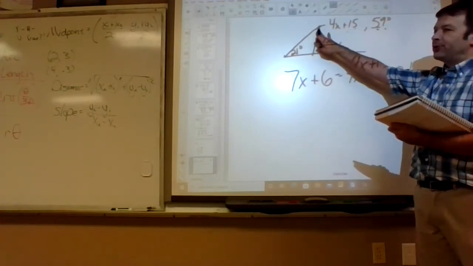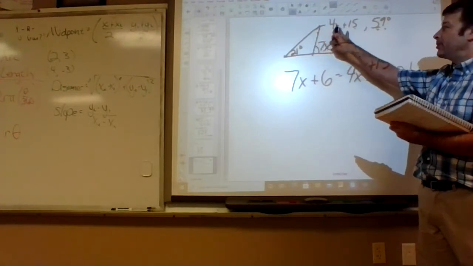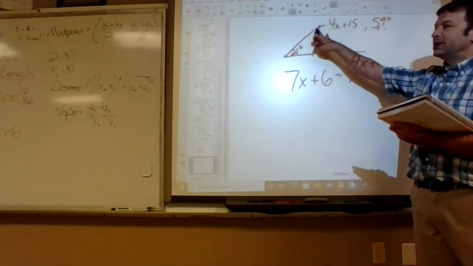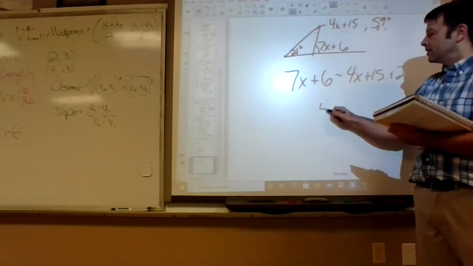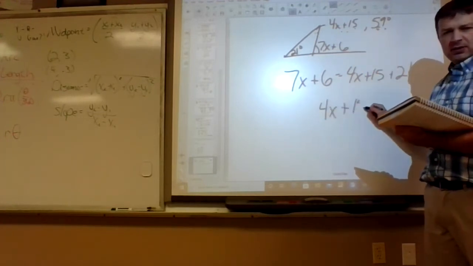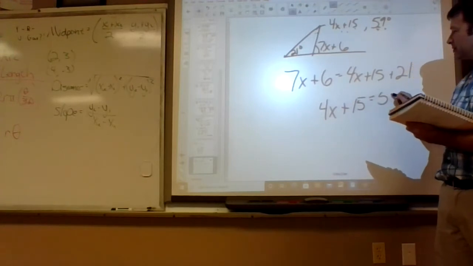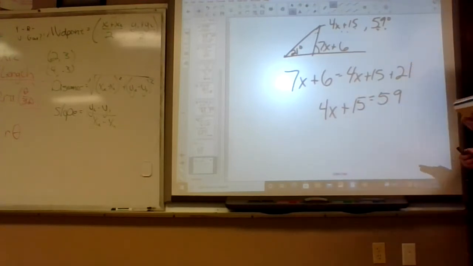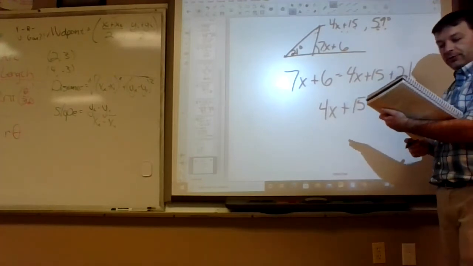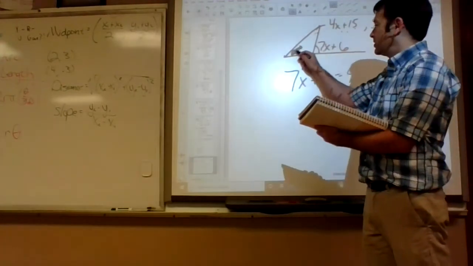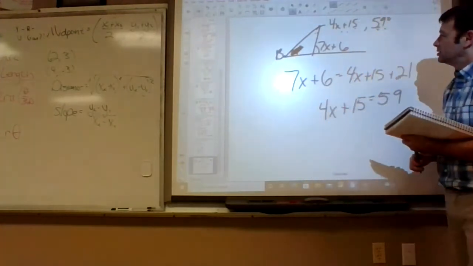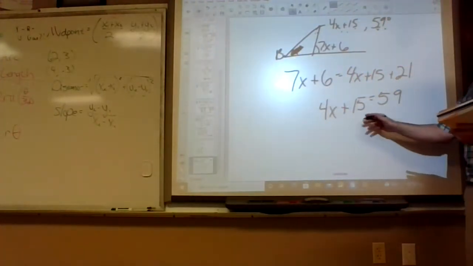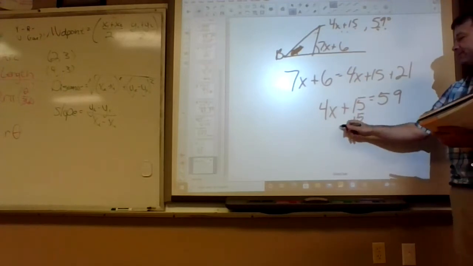Okay, they're both this angle. So they both should be the same thing. This angle is 59, then 4x plus 15 should equal 59. And then we can solve for x in that case. On 13, it's looking for angle B, which is this angle down here. It's no longer 21. Okay, how do I solve this for x?